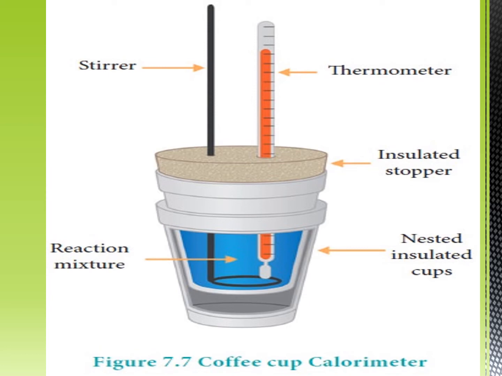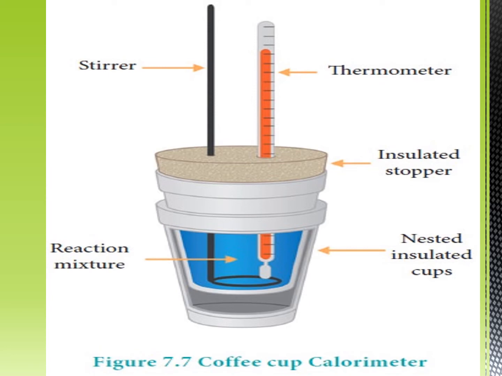The change in the temperature of water is measured and used to calculate the amount of heat that has been absorbed or evolved in the reaction using the expression Q equal to m w C w delta T, where m is the mass, and C is the specific heat capacity of water. So this is the coffee cup calorimeter.